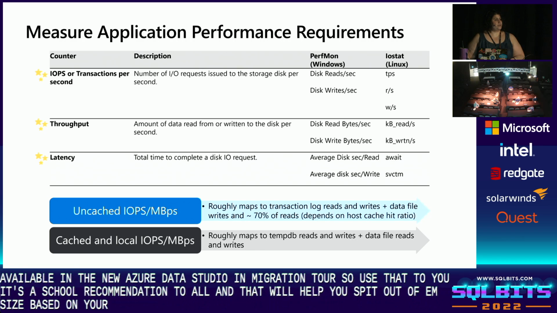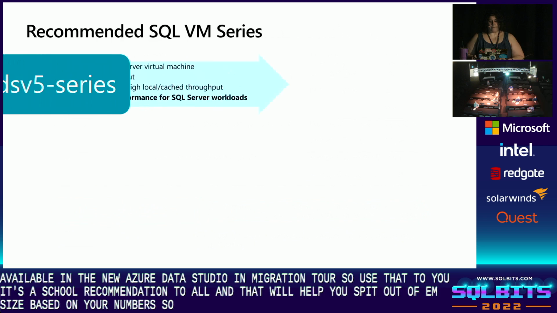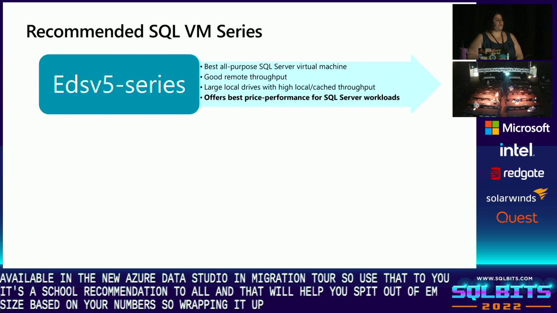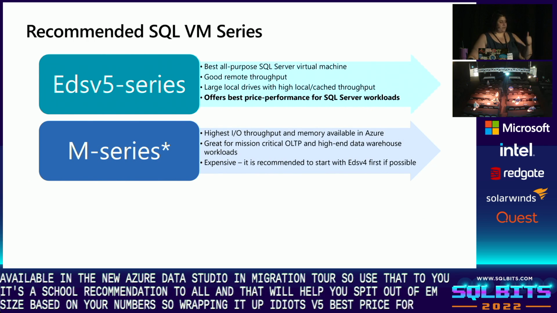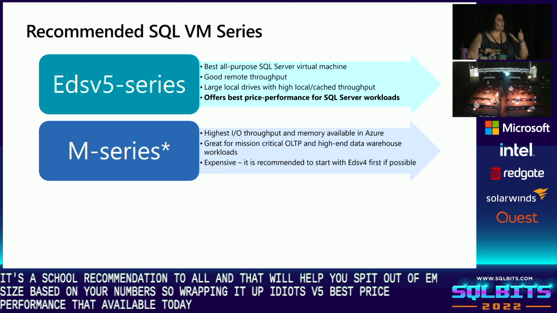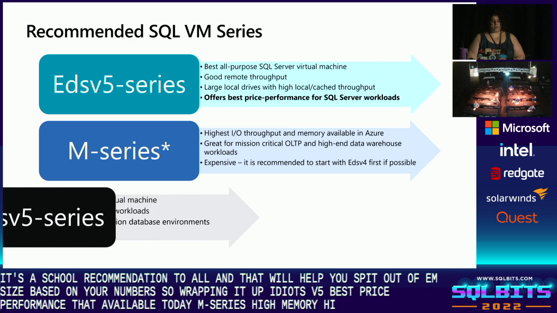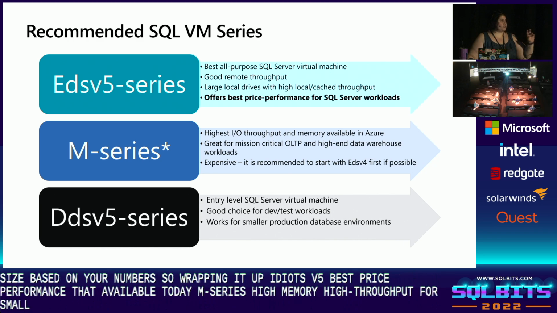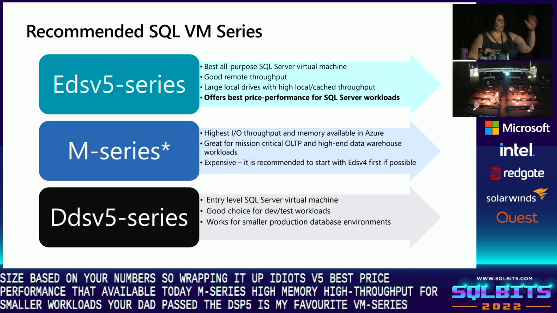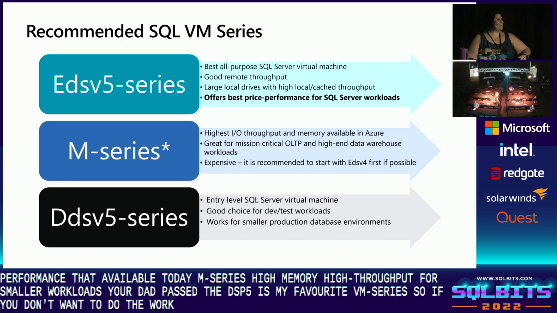Okay? So wrapping it up, EDS v5, best price performance that's available today. M-series, high memory, high throughput. For smaller workloads or dev tests, the DDS v5 is my favorite VM series. So if you don't want to do the work, just go with this.